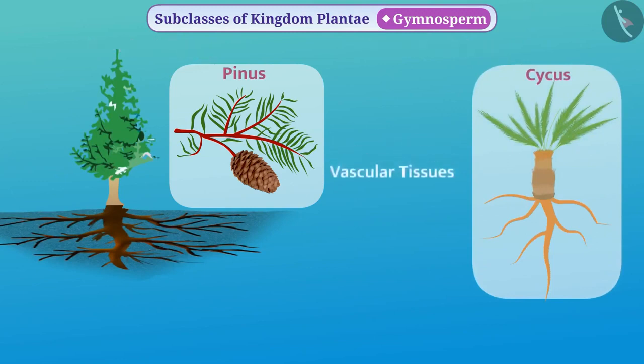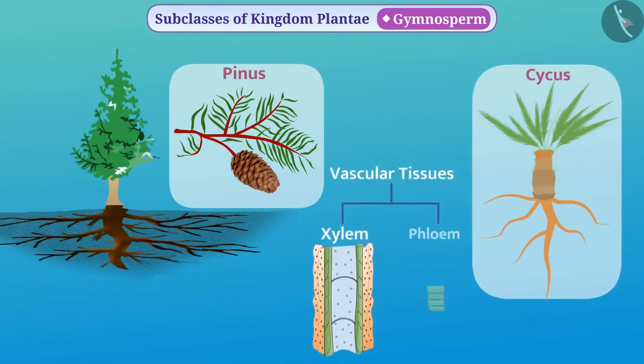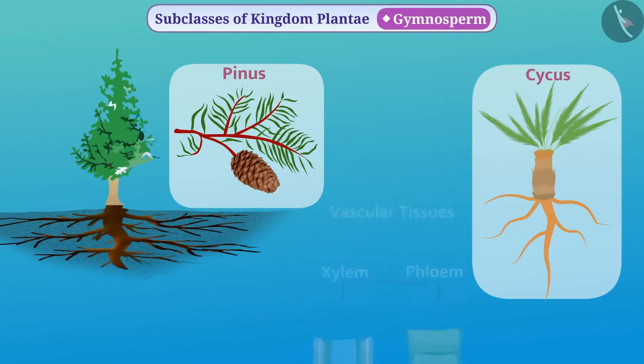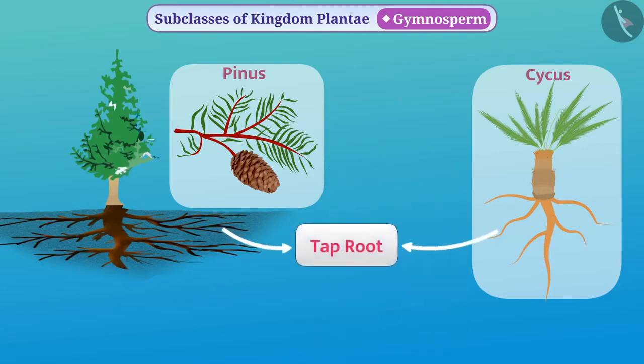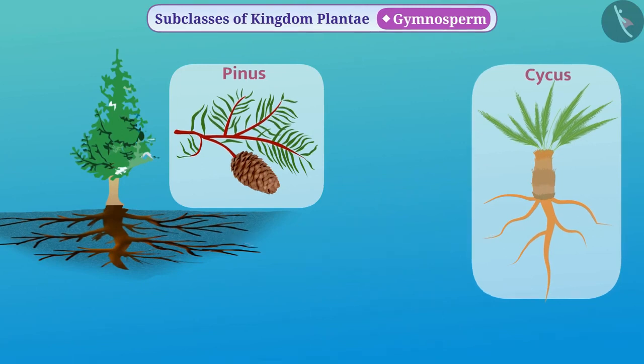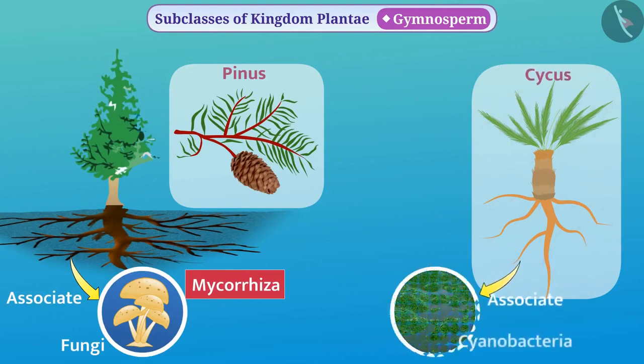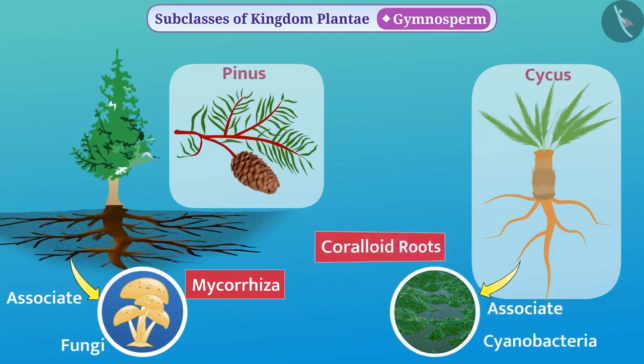They use vascular tissues, such as xylem and phloem, to transport various substances from one part to another. Mainly, they have taproot. Some gymnosperms, such as pinus, associate with fungi called mycorrhiza. Similarly, some gymnosperms, such as cycas, cooperate with cyanobacteria called coralloid roots.